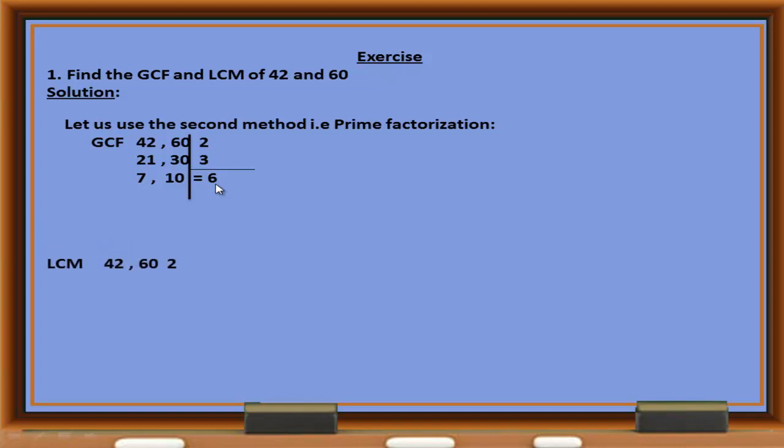LCM for 42 and 60. Let's use the prime factorization method. 42 divided by 2 is 21. 60 divided by 2 is 30. Again, 21 and 30 can be divided by 3. 21 divided by 3 is 7. 30 divided by 3 is 10.